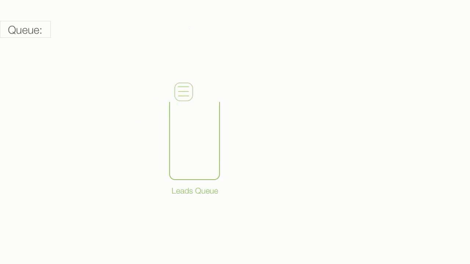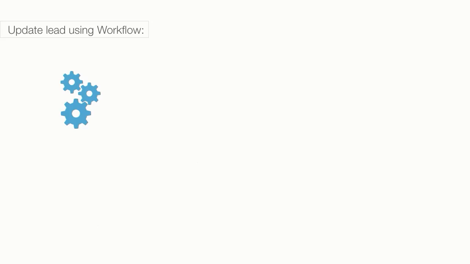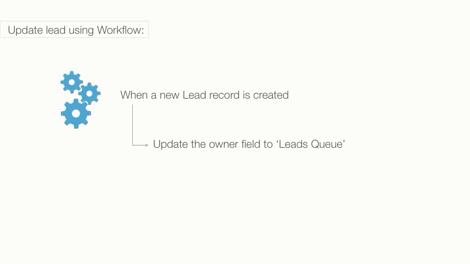So, to make this process simple, we can create a queue which will take ownership of all the leads that get created. The sales team should be able to access the queue. We can achieve that by making them members of the queue, and any member can pick up a lead from the queue and assign it to themselves and work on it. This way, it becomes very easy to share the workload among the sales team. Let me show you this. When a new lead record is created, the ownership needs to change to the leads queue.